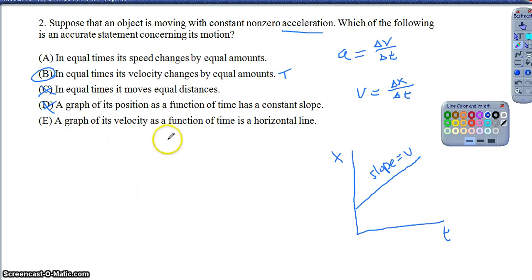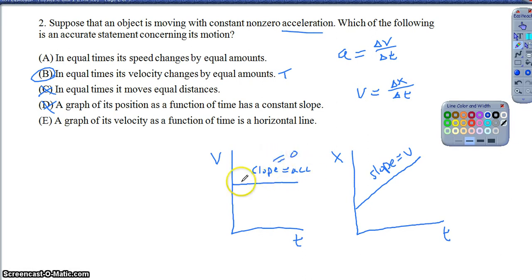E: A graph of its velocity as a function of time is a horizontal line. Well, that's really the same as D, right? If D is representing a position that has a constant slope, any velocity graph coming from this graph would be a horizontal line. And again, the slope of a velocity versus time graph would be the acceleration, and obviously any horizontal line has a slope of 0, and therefore the acceleration would be 0, not non-zero. Okay, so the trickiest one here to rule out is A, but because acceleration is defined through velocity, B is definitely our best answer.